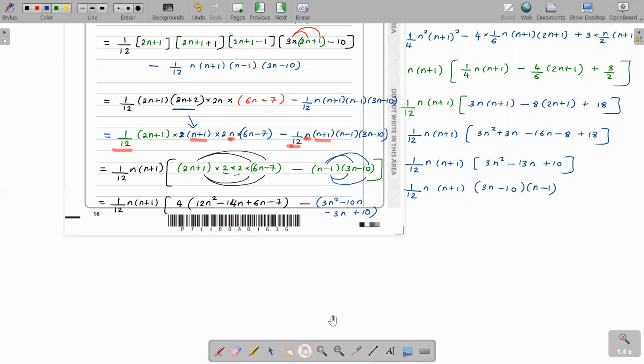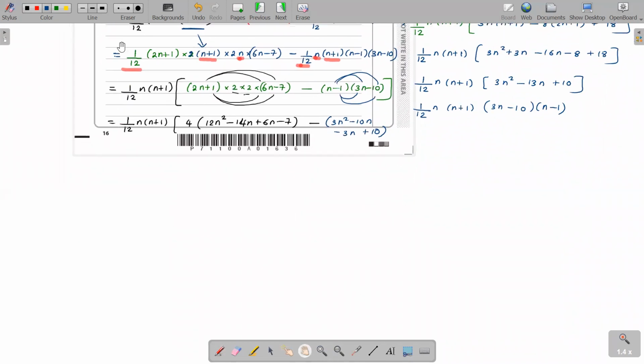Okay, I'm writing all over the place, but you need to write it neatly because of the space constraint on the screen. So you write it down properly. 1 over 12, n plus 1. Open the brackets. I get here 4 times 12 is 48n square. Simplify these two before you open. Minus 14 plus 6 is how much? Minus 14 plus 6 is minus 8n. Minus 8n times 4 is minus 32n. The next one, 4 times minus 7 is minus 28.